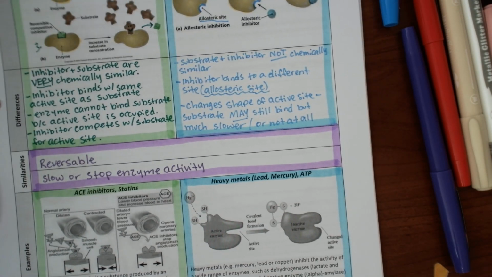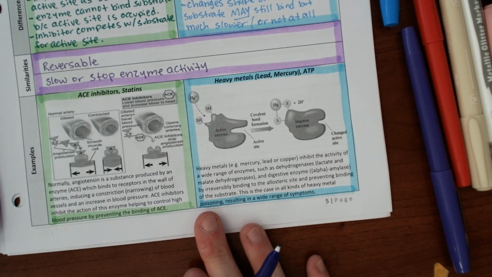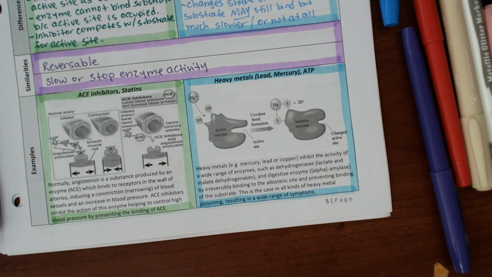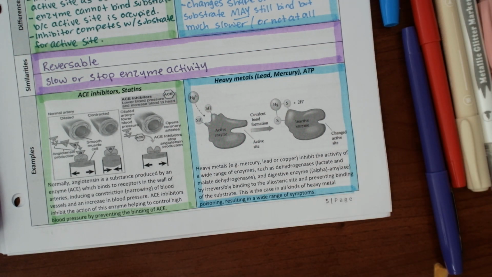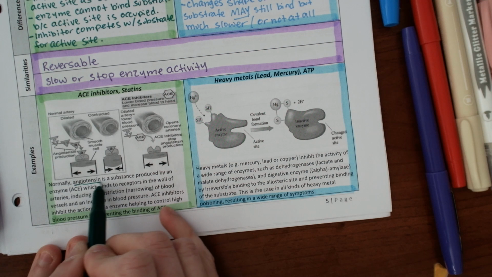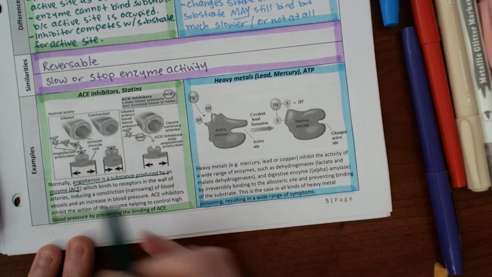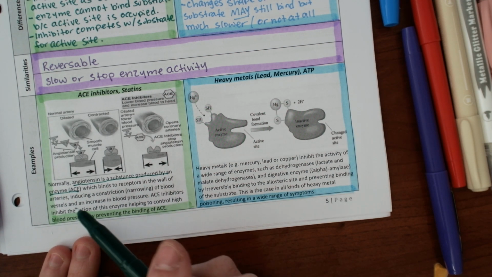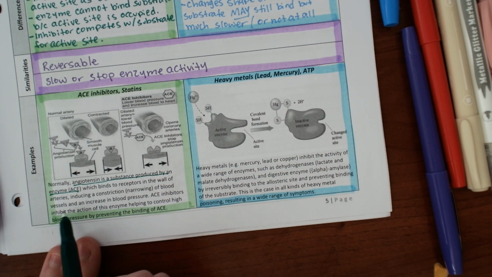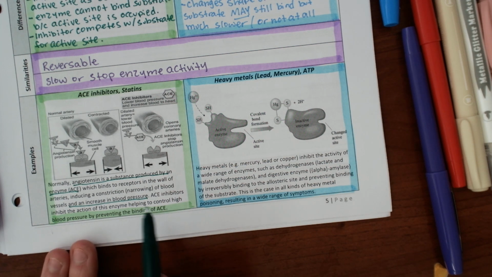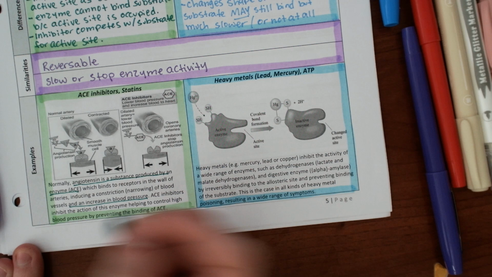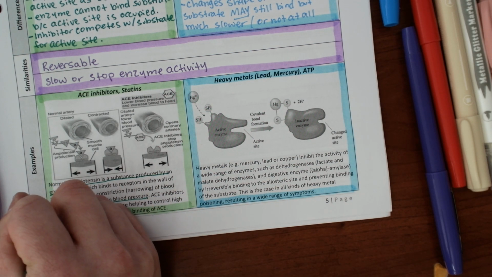And so your two examples down here for competitive inhibition, you have ACE inhibitors or statins. Normally, angiotensin is a substrate produced by an enzyme, your ACE enzyme, which binds the receptors in the wall of your arteries, inducing constriction of blood vessels and an increase of blood pressure. ACE inhibitors will inhibit the action of this enzyme to control high blood pressure by preventing the binding of your ACE. And so this is really common in medications.